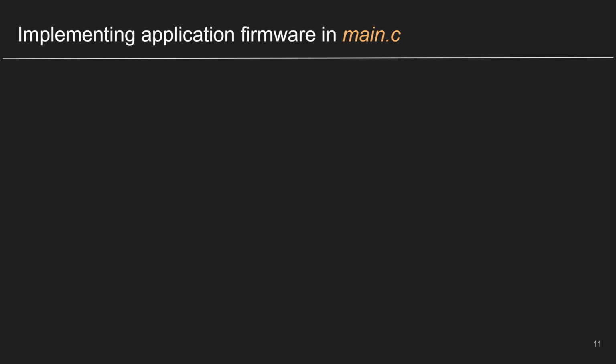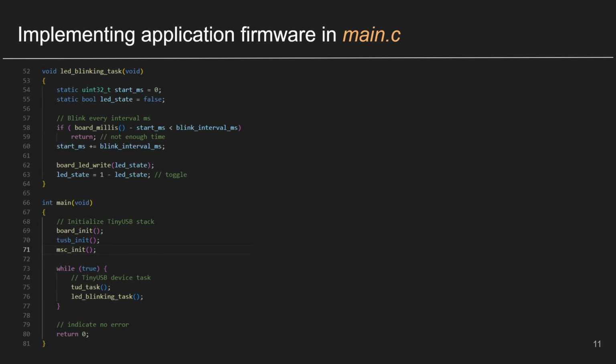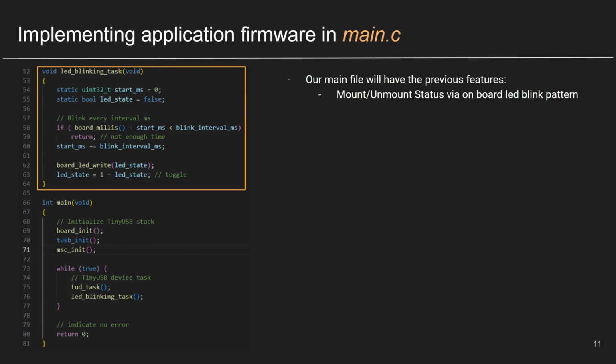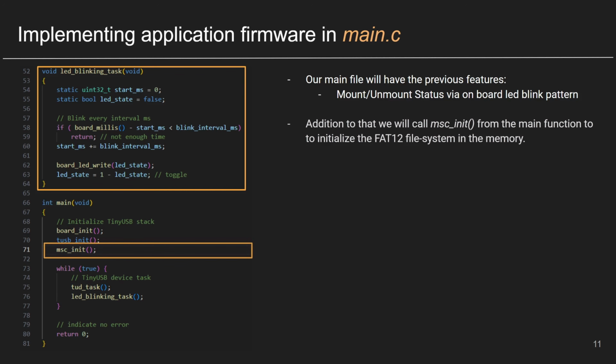Now let's look at our main firmware file. Along with an LED blink pattern that shows the mount and unmount status, we will call MSC init inside our main function. That initializes our in-memory FAT12 disk when the Pico boots up. So when we plug the Pico into a host computer, it shows up as a USB device. We can browse it, view files, and even verify the layout we have built earlier.